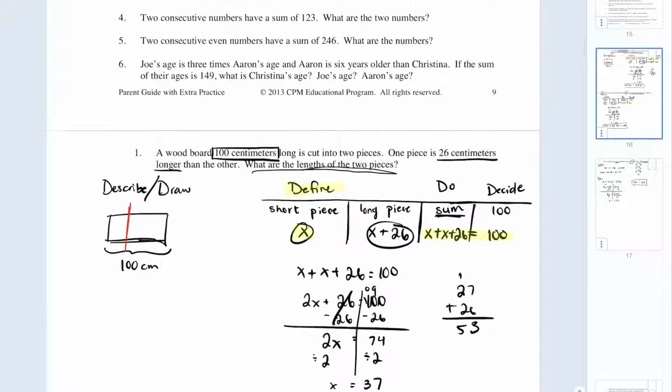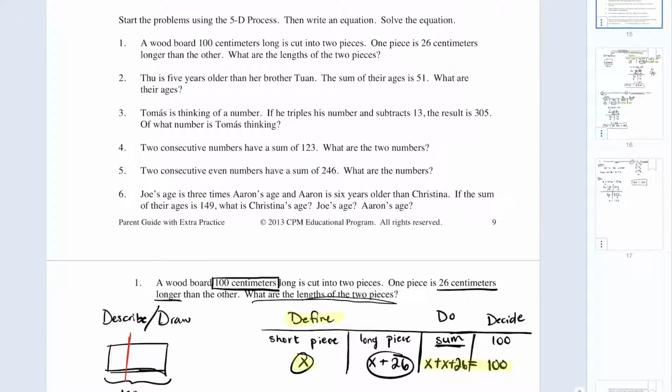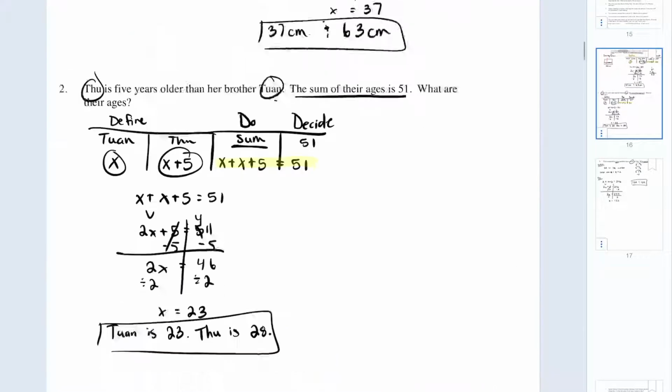Okay, let's keep going. I know there are a lot of problems here, guys, but these are all wonderful practice. Ooh, I like this one. This one's going to be fun.